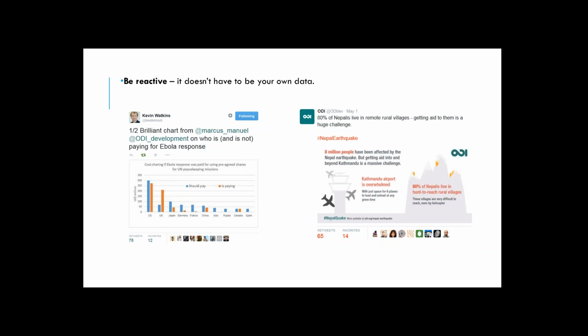And the last one is just an example of something we produced around the Nepal earthquake, where again we didn't have any new research coming out at that time, but we wanted to highlight some of the humanitarian challenges of getting assistance into people in Nepal. So this is just something that the humanitarian policy group here at ODI put together very quickly. And again, because it's very timely and because the information is interesting and valuable to people, it got a lot of shares. And that's my final point.